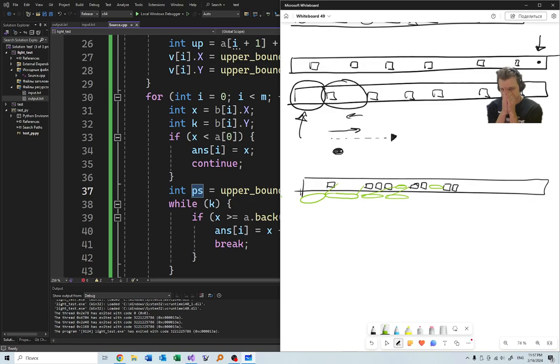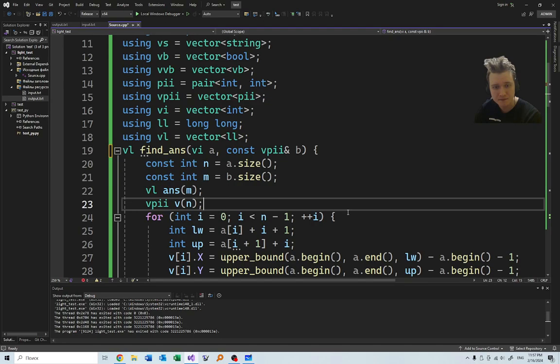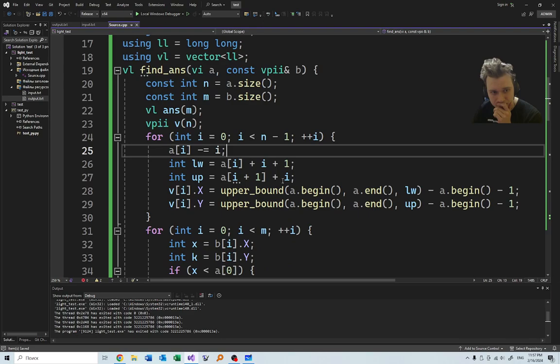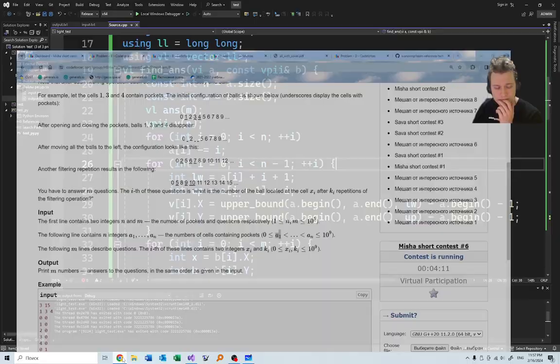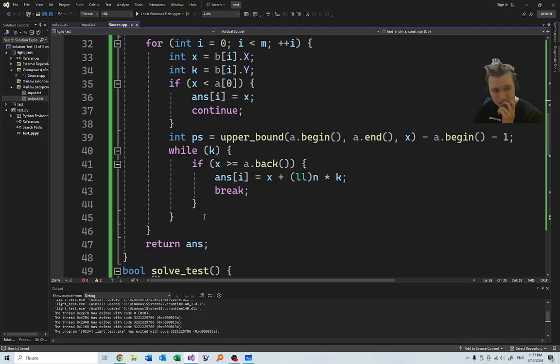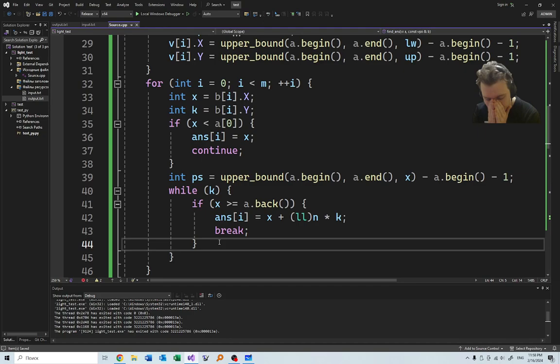Okay, this is simply AIs minus Is, I think. So first of all, we need to subtract I from AI. Then it is kind of same. Okay, so if x is at least a dot back, then I do this. Otherwise, I need to make a jump. How do I make a jump?